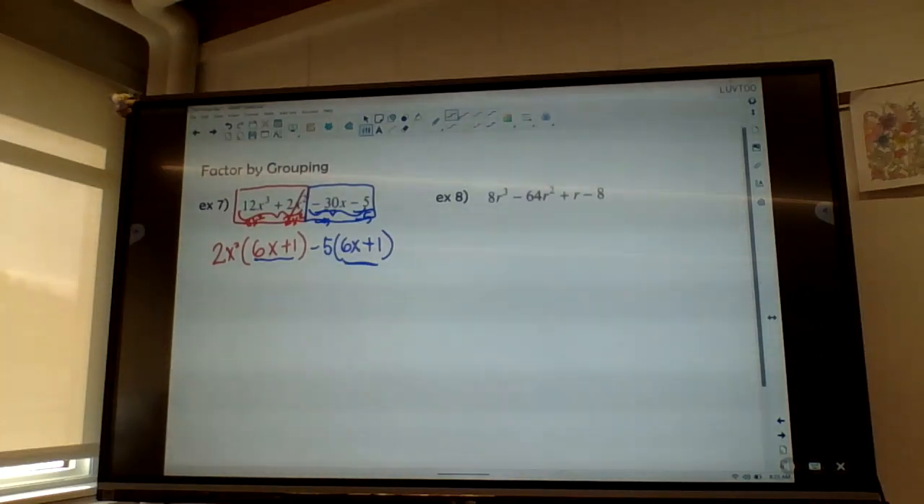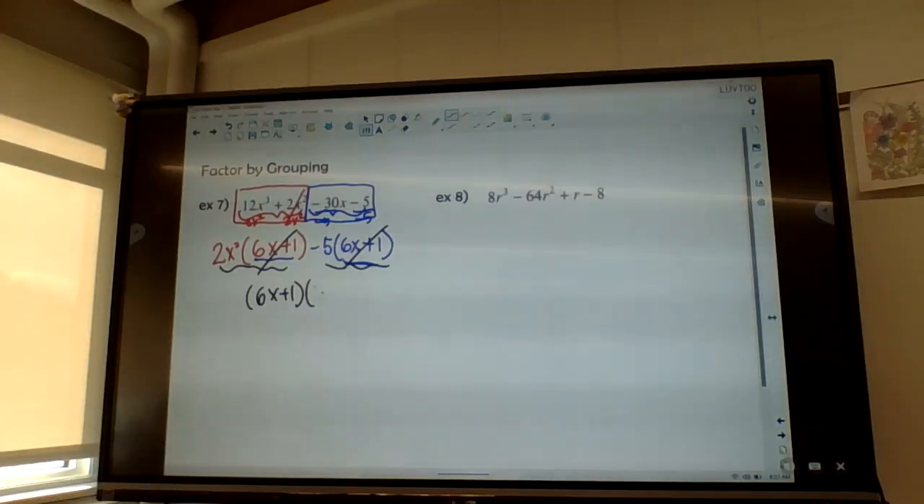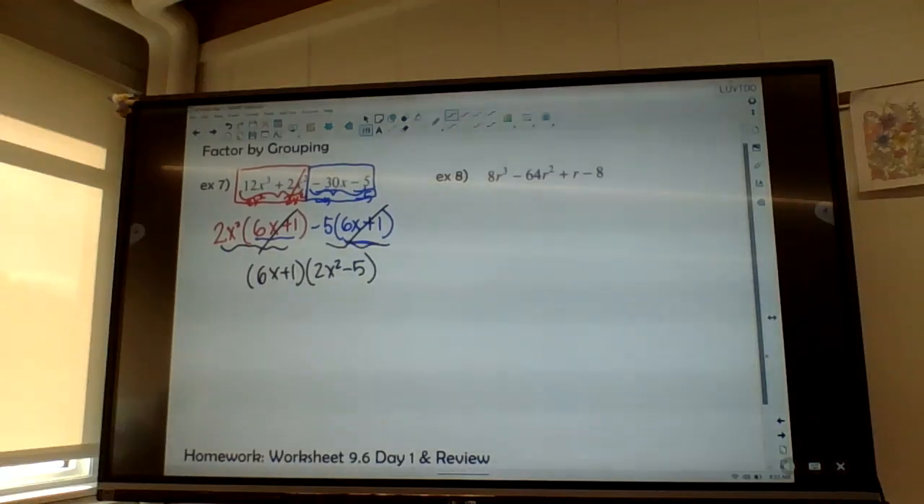So then we're just going to rewrite it. Between these two, I have this 6x plus 1, and if I take that 6x plus 1 out of there, I'm left with 2x squared minus 5. So this is what we called factoring by grouping, and we did that right before break.